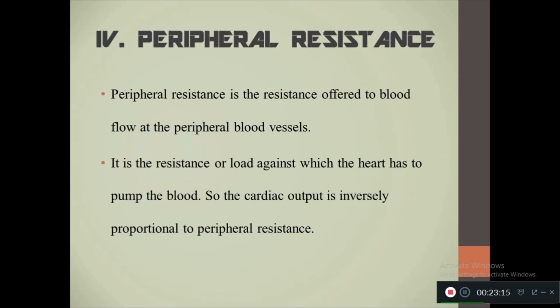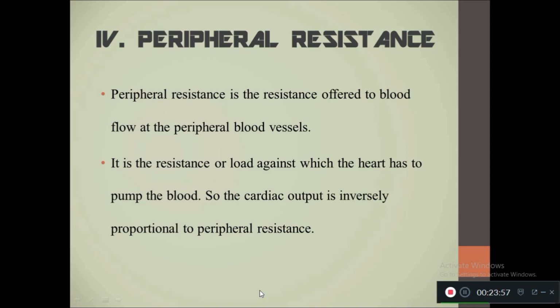The last factor is peripheral resistance. Very important to note. Peripheral resistance is the resistance offered to the blood flow at peripheral blood vessels. When the blood is reaching the peripheral blood vessels, it gives some resistance to the return flow of blood to the heart. It is the resistance or load against which the heart has to pump the blood. Only then can the blood return back to the heart. So the cardiac output is inversely proportional to the peripheral resistance.